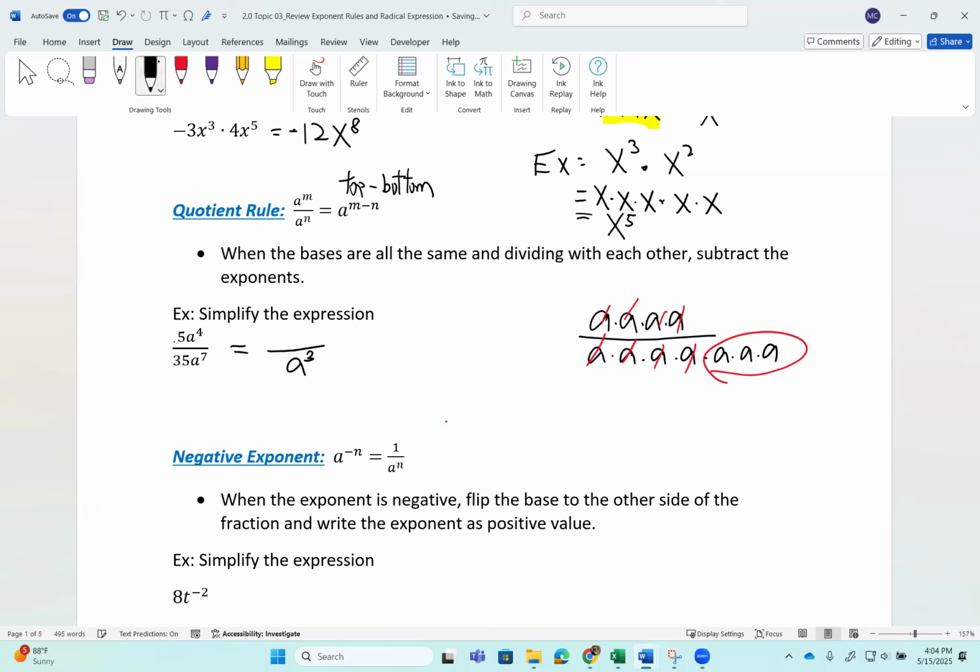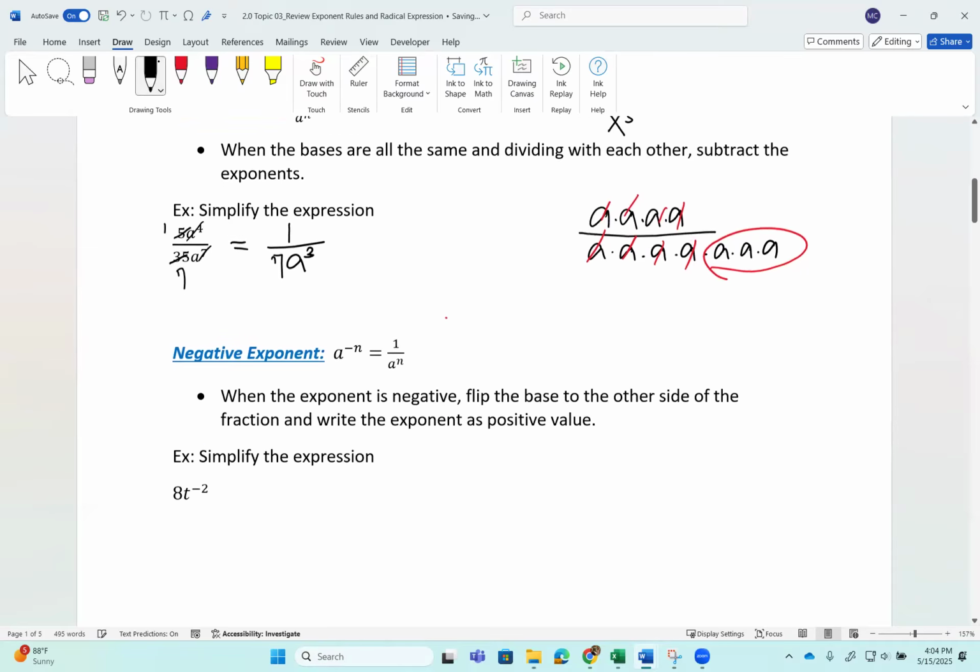All right, 5 and 35 can be reduced by 5. That would be 1 and 7. So I have a 7 down here, 1 on the top. Okay, and the a's already canceled out for the top. So that will be 1 over 7a to the third power.